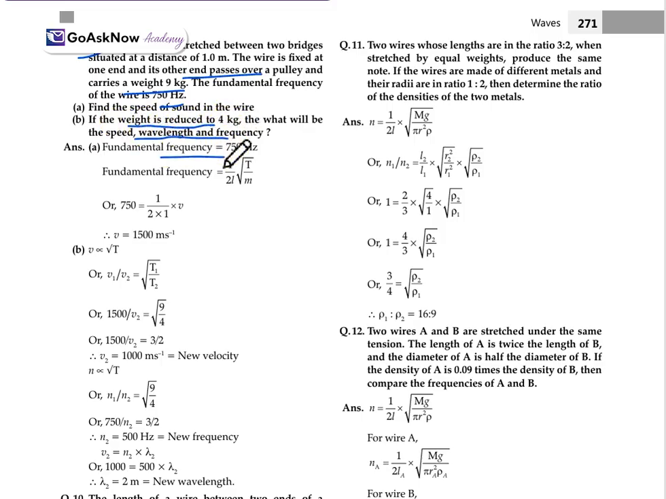The fundamental frequency is 750, given. For the fundamental frequency, the formula is 1 upon 2L times the square root of T upon M. So we substitute the value and we get V equals 1500 centimeter. This will be the speed of sound in the wire.